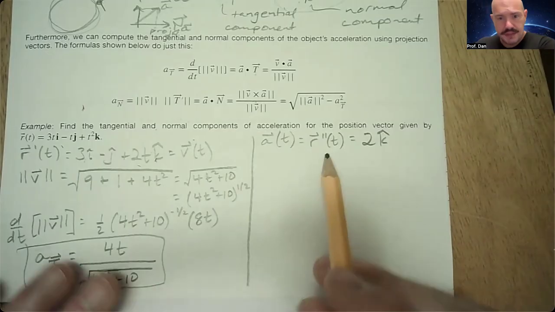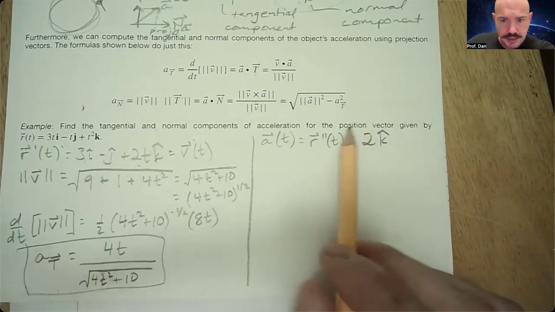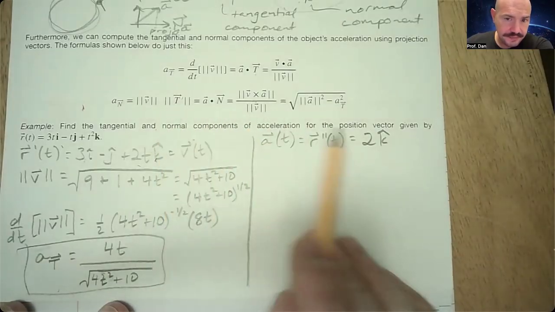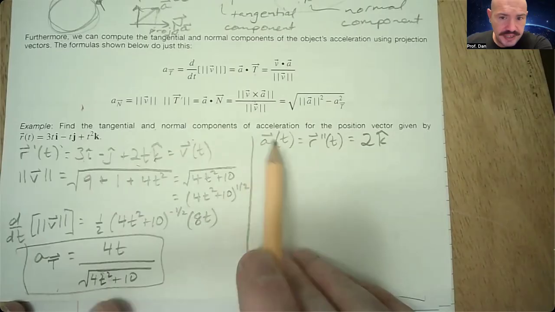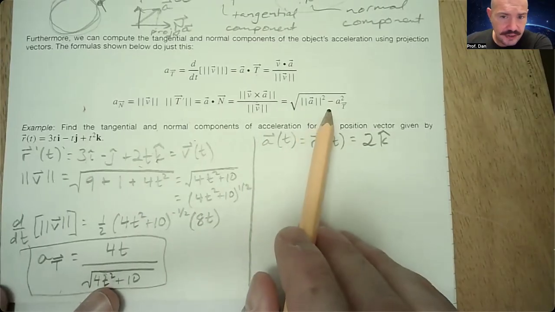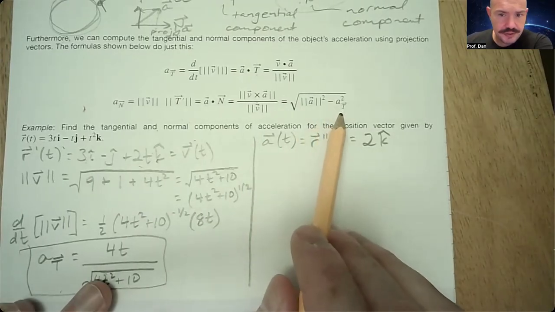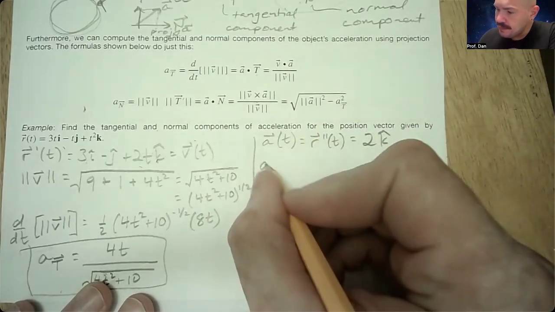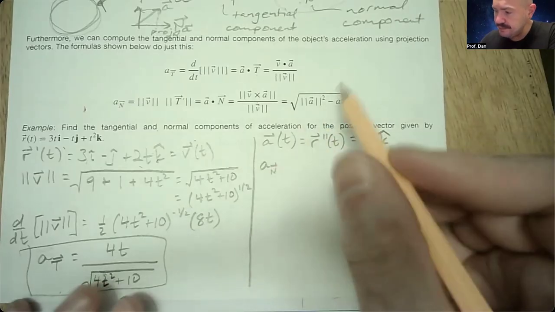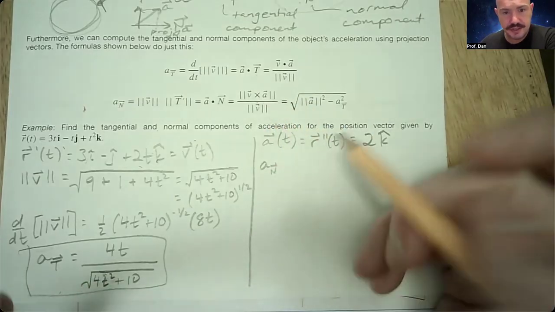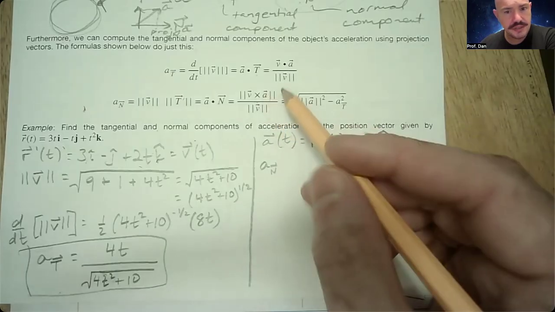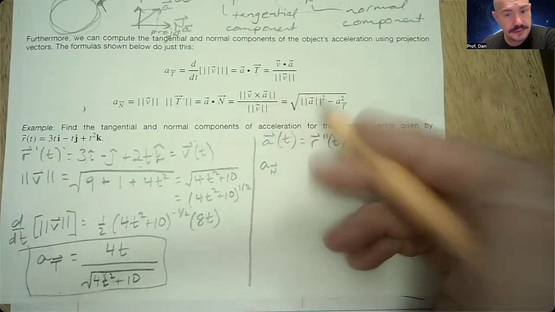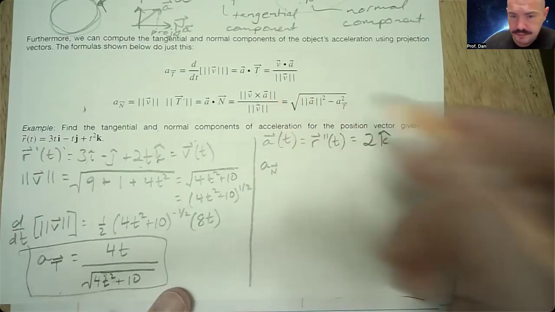Now that we have the acceleration vector, we can go with whichever of these is simplest. Again, since we already have our tangential component, I would go with this one. But we also have both the velocity and the acceleration vector. So if you really enjoy taking cross products like I do, you could do this one. But I'm going to go with this one.